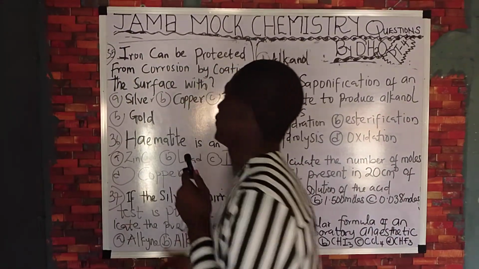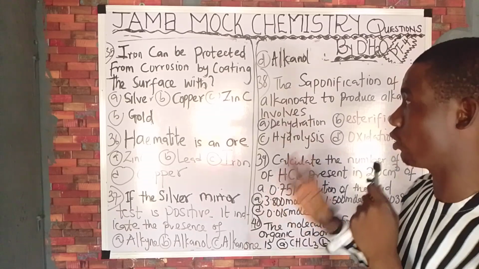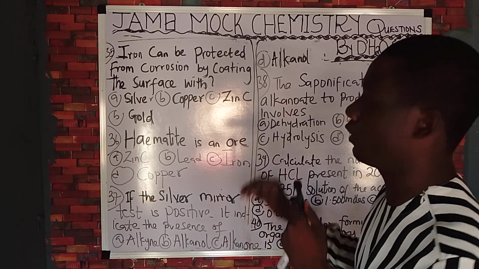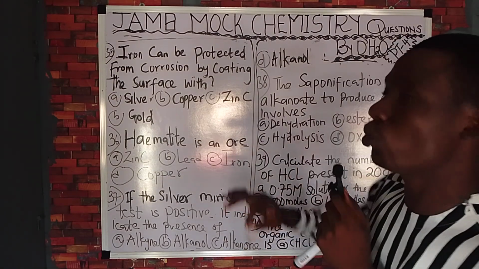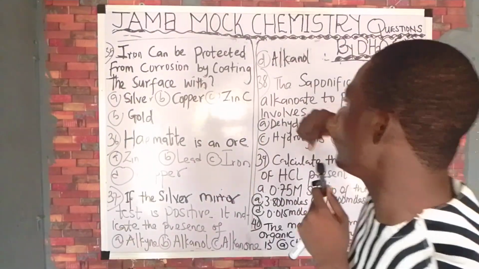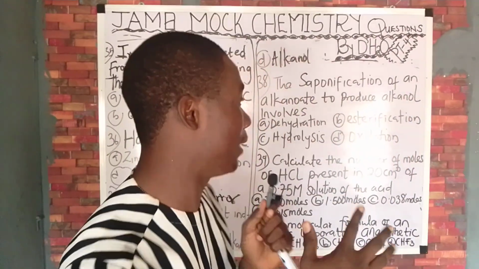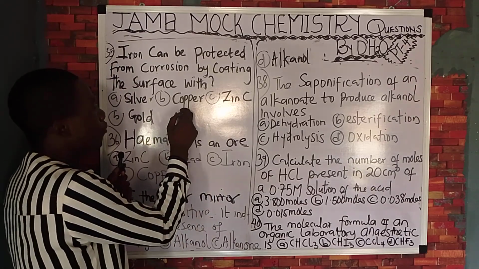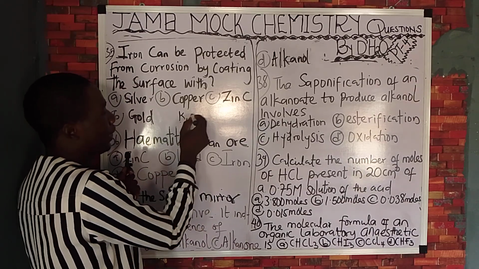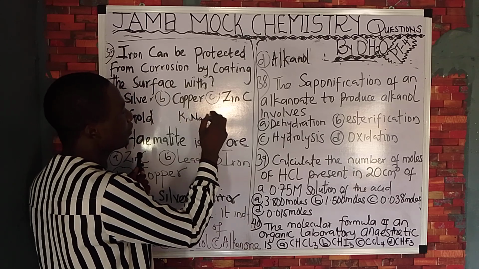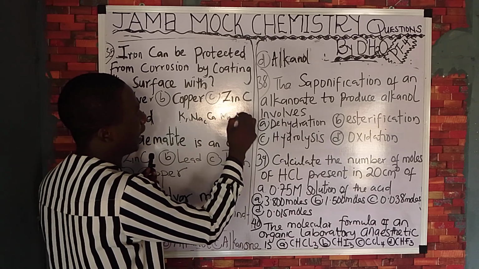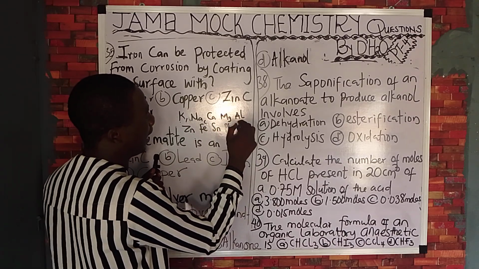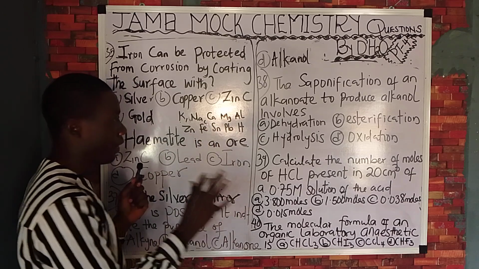35. Iron can be protected from corrosion by coating the surface with what? Remember, for you to protect a metal, the metal used for the protection must be more reactive than the metal. And you should remember in your electrochemical series that we have potassium, which we call Kate never can marry Alhaji Zino for sin, lead, and hydrogen commit mercury, silver, gold.